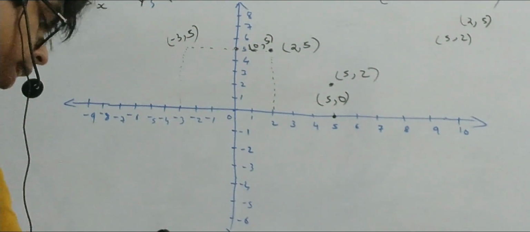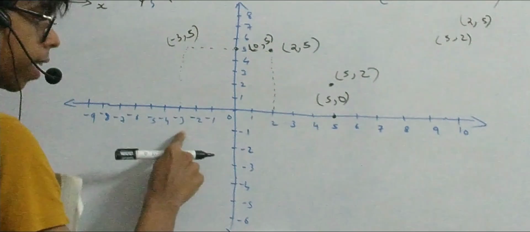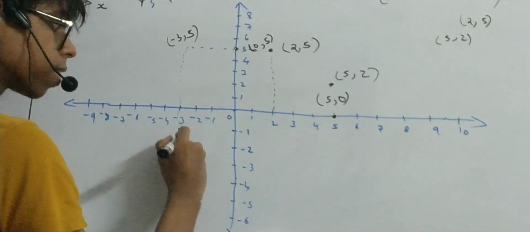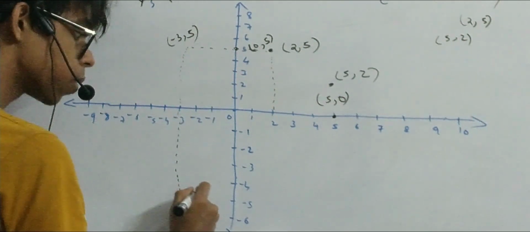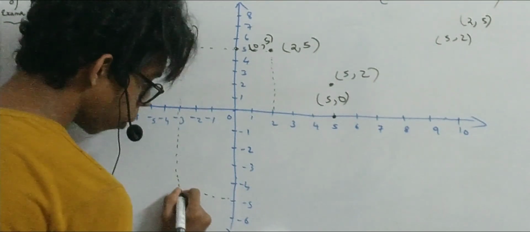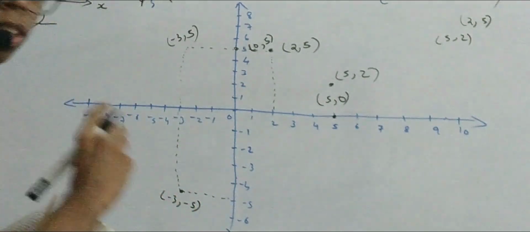Okay, then the next one is (-3, -5). That means the x-coordinate is -3, and again the y-coordinate is also -5. So (-3, -5) means somewhere over here. So it will be at this point. If you do it on graph paper, you will get the points correctly.